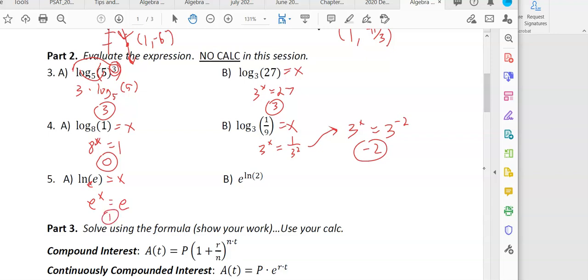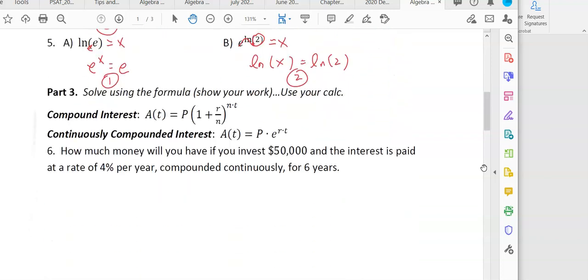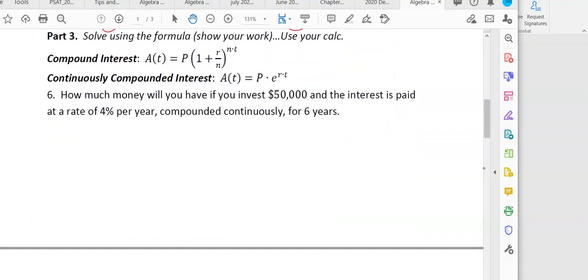This also is a property. It might be best to just know the property, but if you don't, we're going to solve this. So we're going to put this into log form because that's exponential form. So it'll be natural log of e to the x equals the exponent, which is natural log of 2. So what does x have to equal? It has to equal 2. You might just have seen the property. The answer is 2.